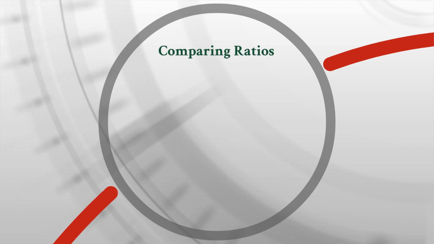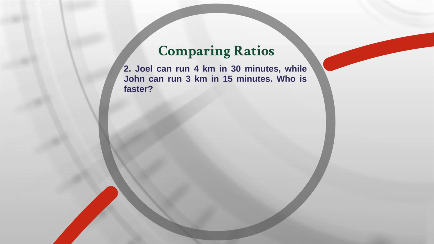Let's learn how to compare ratios. As usual, we will solve an example in order to learn. So let's start. Joel can run 4 kilometers in 30 minutes, while John can run 3 kilometers in 15 minutes. Who is faster? In this problem, we can express the given in the form of a ratio. Let's write the ratios in kilometers to minutes.